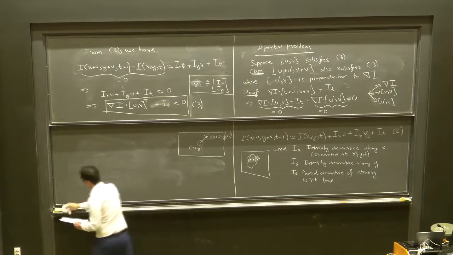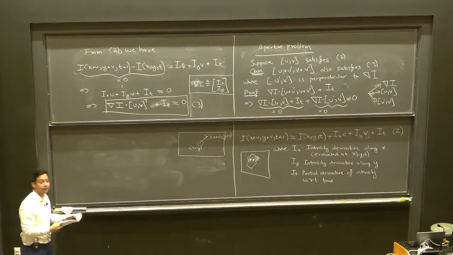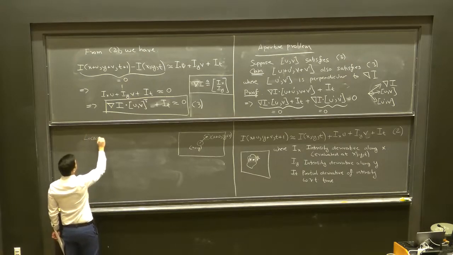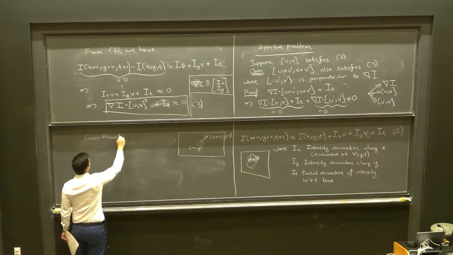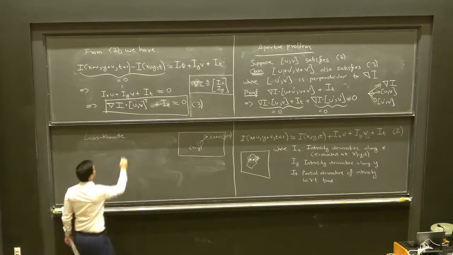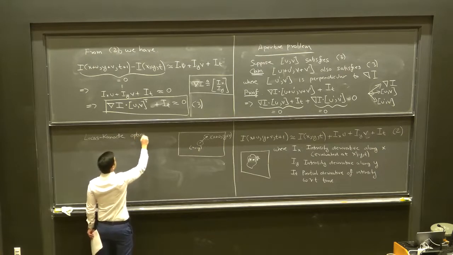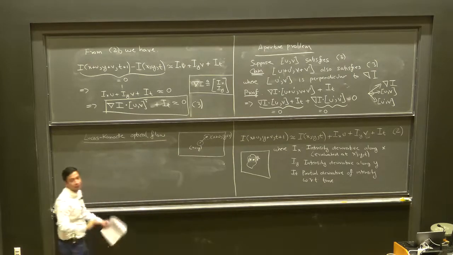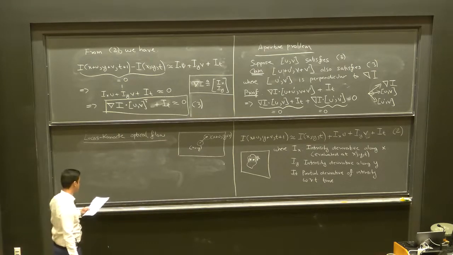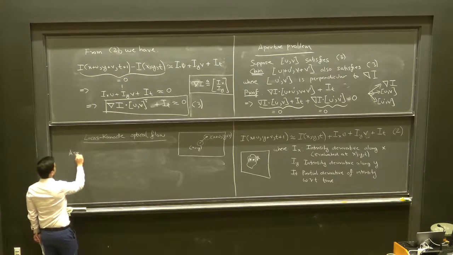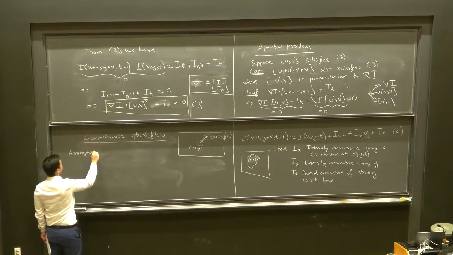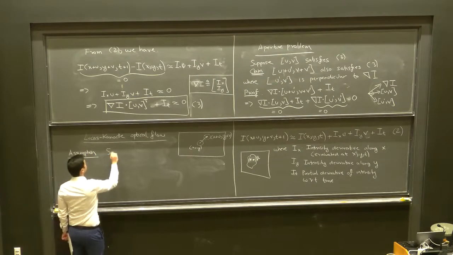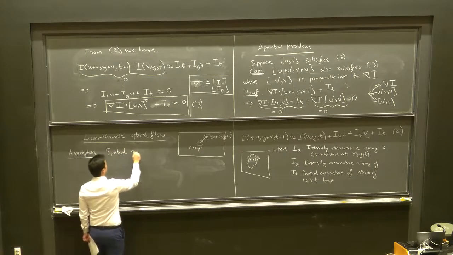So we're going to have to make some assumption to get some additional equation or equations. The specific algorithm that we'll discuss is called the Lucas-Kanade optical flow algorithm. I'll describe the most basic version. There are more refined versions as well. The extra assumption that will help us get an extra equation to resolve this ambiguity is known as spatial coherence.